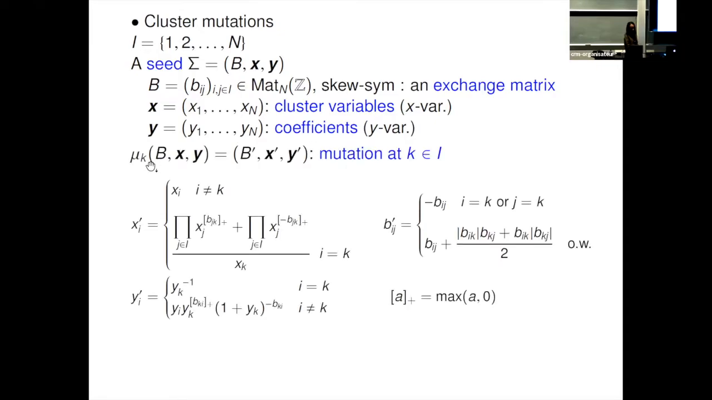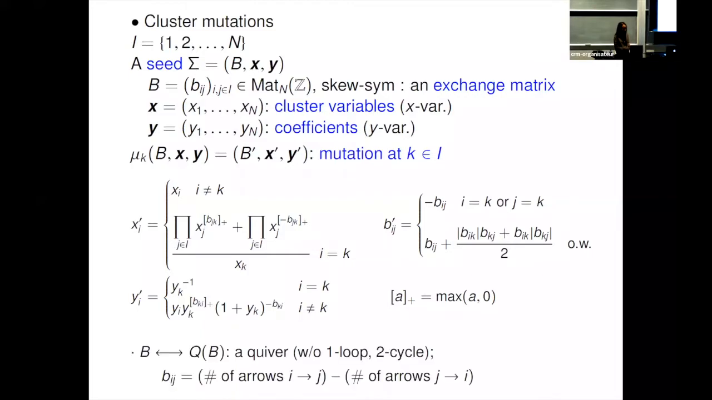For each element k in this index set I, we define some algebraic transformation from a seed to another seed called mutation at k. Then this is the definition of mutation. Actually, this is the definition of mutation for the exchange matrix B, and it is again a skew-symmetric matrix. And these are the transformations for x and y variables. If you are not familiar with cluster algebra, please don't try to memorize this formula now. It isn't very important for now. Actually, this gives a rational transformation for x and y variables.